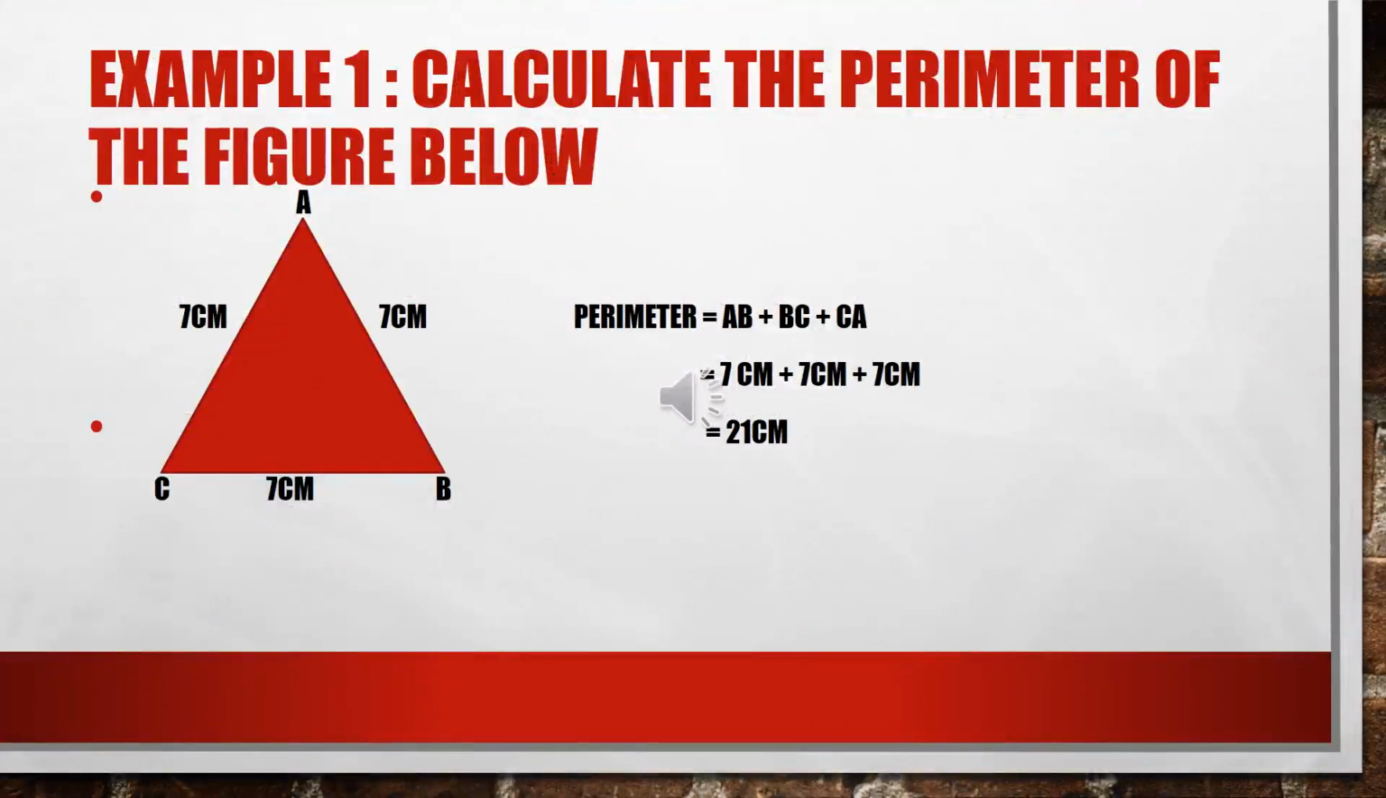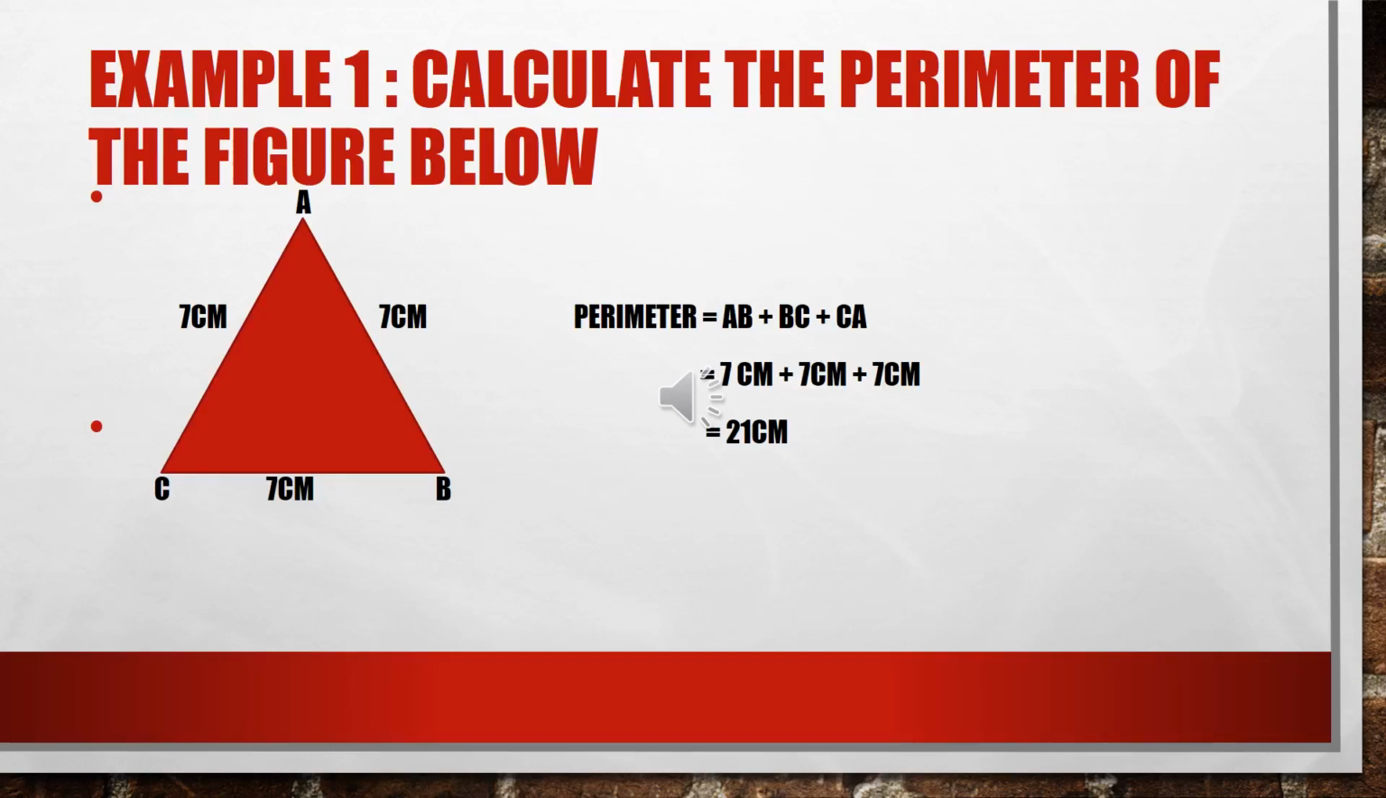Having discussed the types of triangles, we'll just move straight to the first example. The first example is asking us to calculate the perimeter of the figure below. If you look at the figure below, it's an equilateral triangle because it has three equal sides. Line AB is equal to 7 centimeters, line BC is 7 centimeters, and line CA is 7 centimeters. I'm very sure labeling that triangle is not much of a problem because we have seen how to label our shapes in the previous lessons.